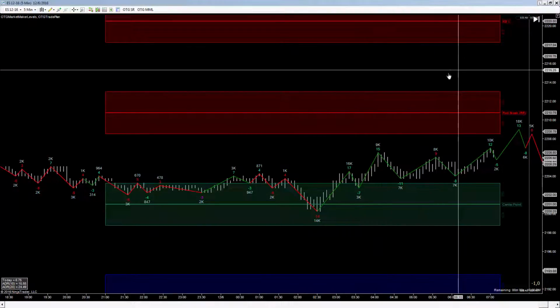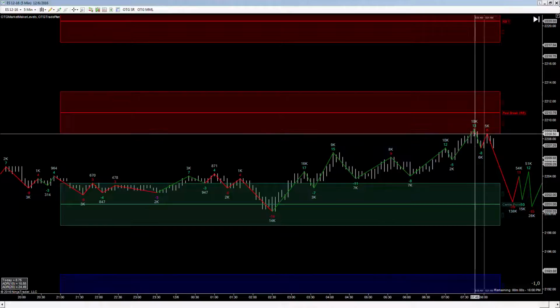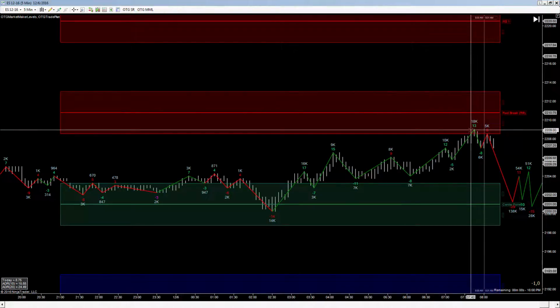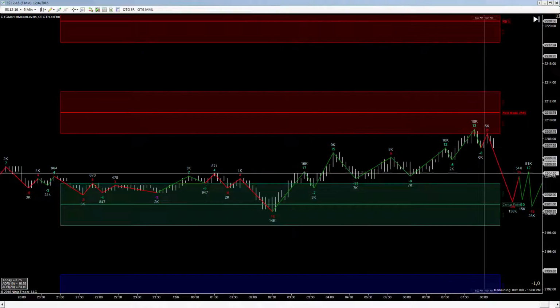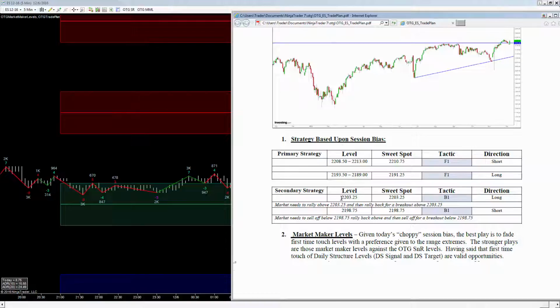Market then rallies and really spends the balance of the day, into the European session and into the New York open, up here at 2209 quarter. So there was a 5-point move here in this area, and this was identified on your trade plan.